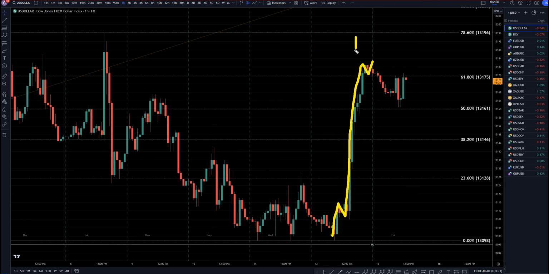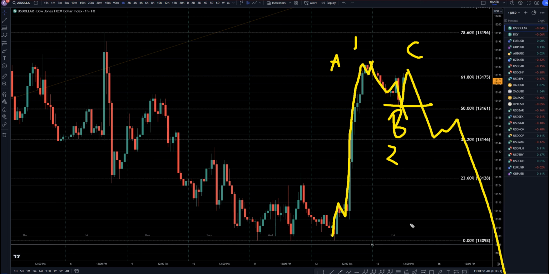So going down to the shorter time frames, this definitely looks like an independent trend right here. This is either a 1 or an A. This looks like a correction right here, either a B or a 2. Now, if this is actually a wave C, then this will turn down, it will break structure, and that to me would be a shorting opportunity.